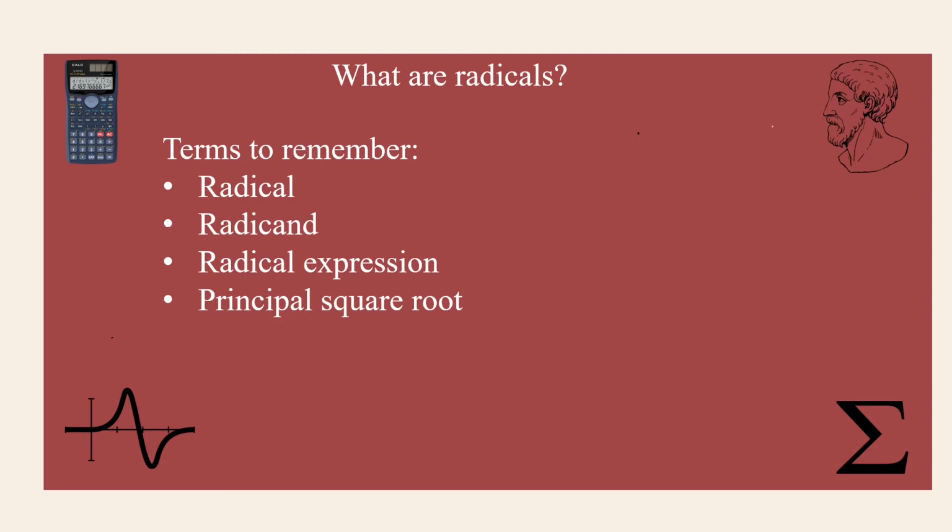Okay, so let's say I know that 3 squared is equal to 9, okay? And I want to reverse this. The way I would reverse this is to have this and put the 9 inside. And this is where we get our terms from. So this symbol that you see here is the square root symbol. And this symbol is called the radical.